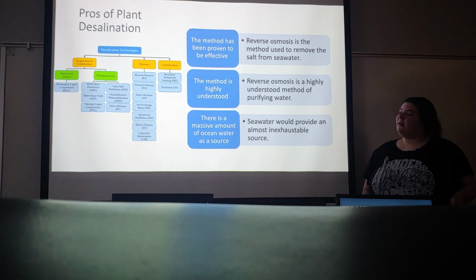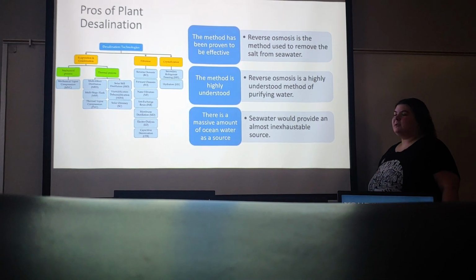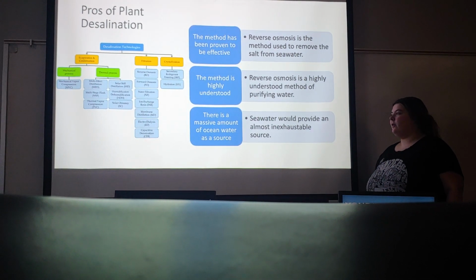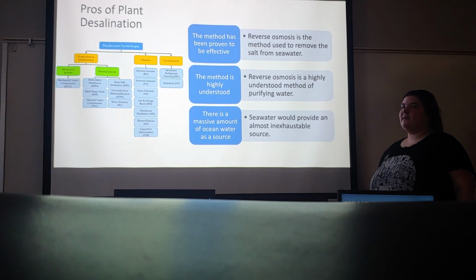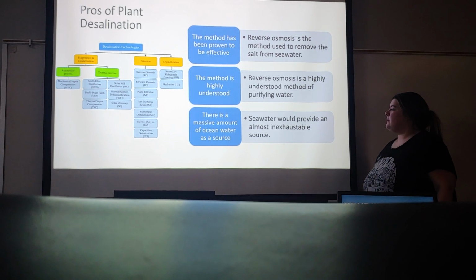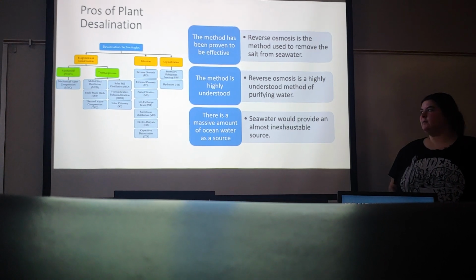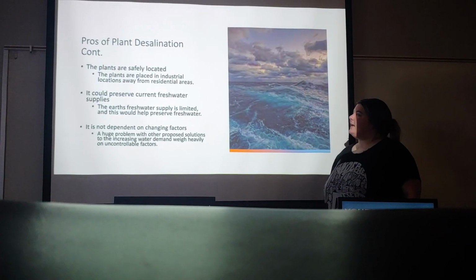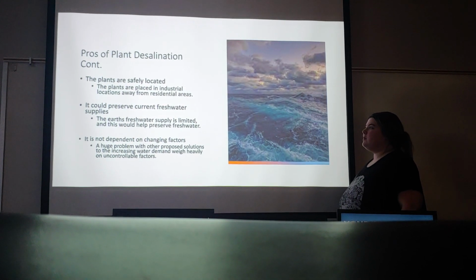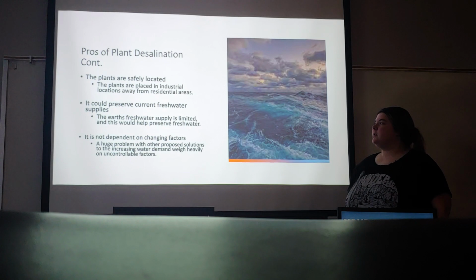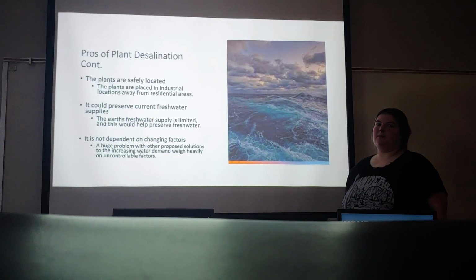There is a massive amount of ocean water as a source. Seawater would provide an almost inexhaustible source of water, even if we use all water from the ocean as our source. Even in times of drought, we would still be able to create fresh drinking water for people. 3. Next, the plants are safely located. We would keep the plants away from large residential areas and put them in industrialized zones so it doesn't pose a risk to people.